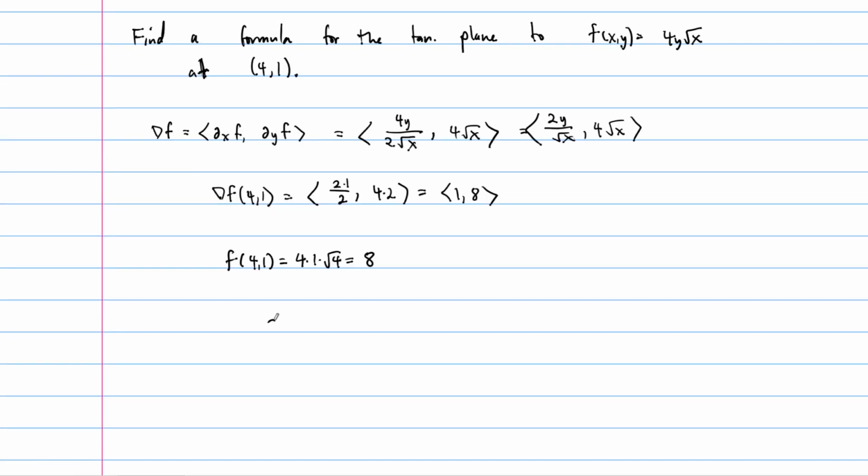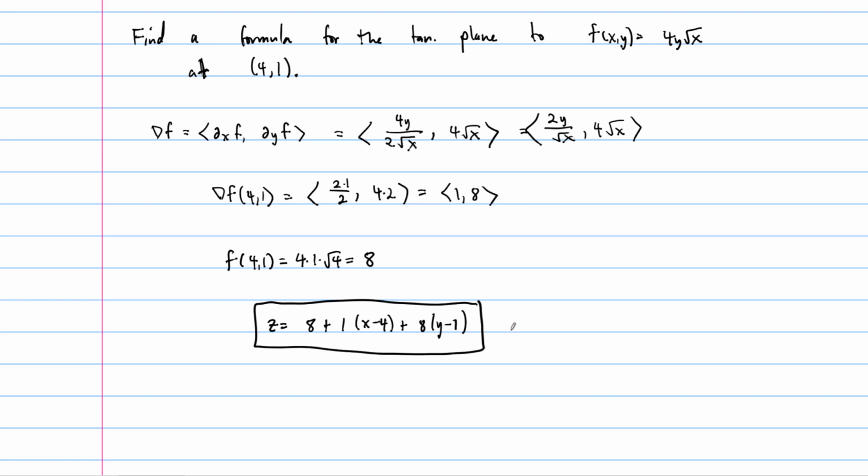And now we just put it all together. So z is equal to 8 plus, and then we use these as our slopes: 1 times x minus 4, plus 8 times y minus 1. Okay, and this is it. We could work this out more, but that's good enough. So that's the equation of the tangent plane to this surface at the point (4, 1).